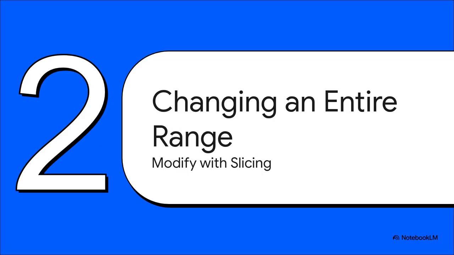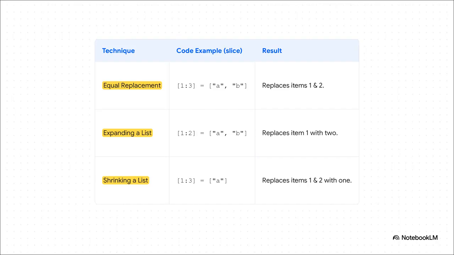Okay, changing one item is great and all, but what if you need to change a whole bunch of them at once? Well, for that, we're going to use a super handy technique called slicing. This lets us work with an entire range of items all in one go. Now, this is where things get really, really cool. Slicing basically gives you 3 different superpowers. First, you can do a straightforward swap, what we call an equal replacement.